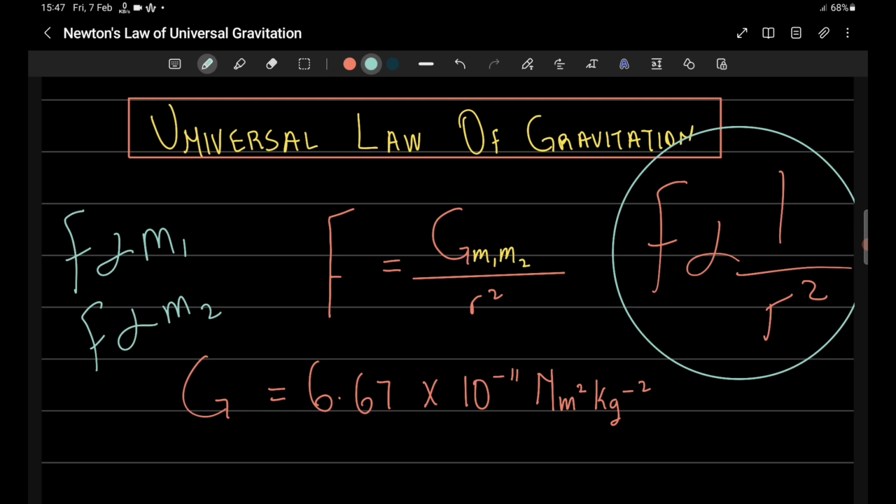Now direct proportion means as M increases, whether M1 or M2, F also increases. Same direction, positive correlation. And then inverse proportion means that as R increases, that's the distance between the two objects increases, the force of attraction reduces. That means the closer you are to that mass in question, the stronger the force of gravity.